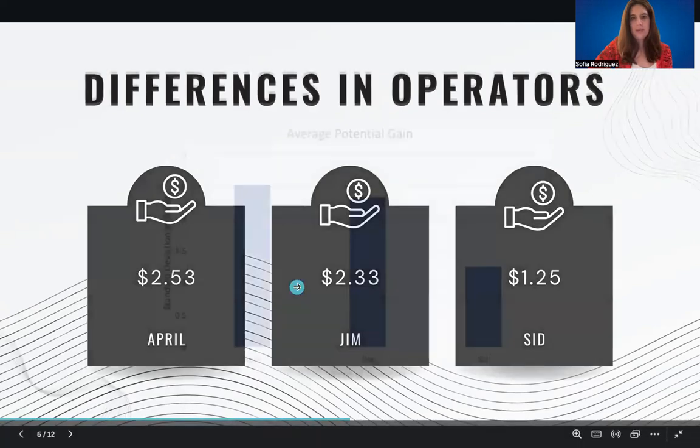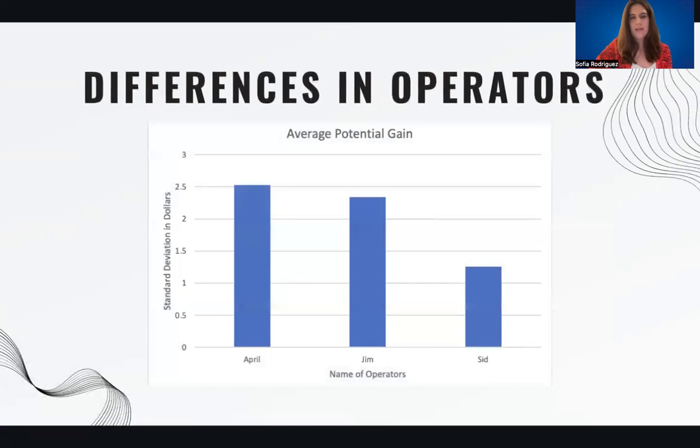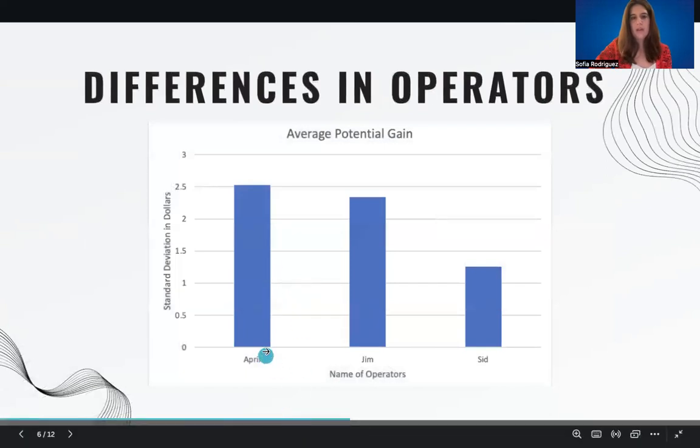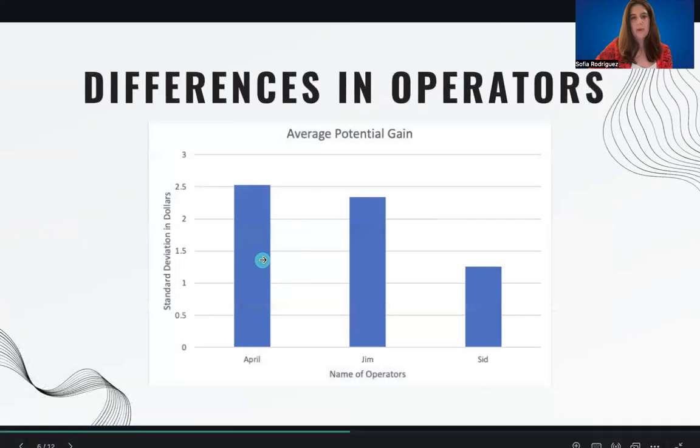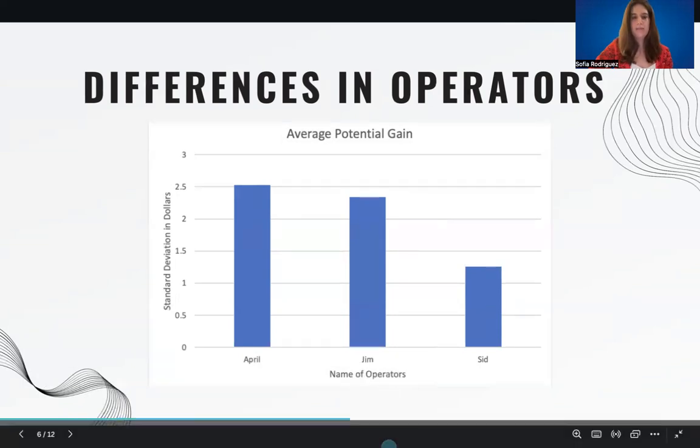is quite a bit. And here we see the visual, April averaging the most because she has the most errors, and Sid averaging the least because Sid has the least amount of errors when processing.